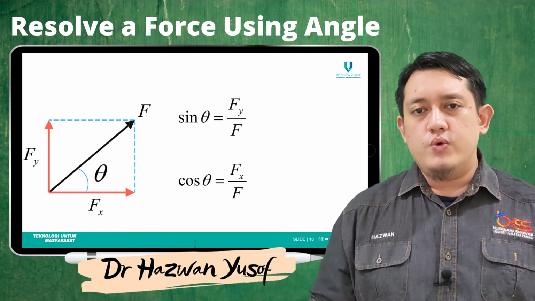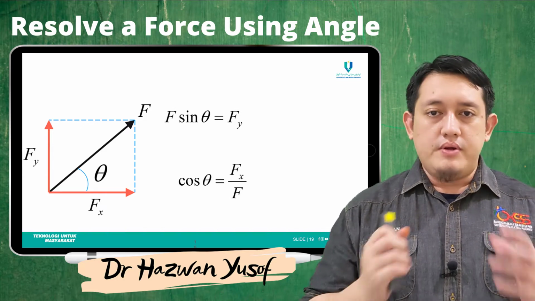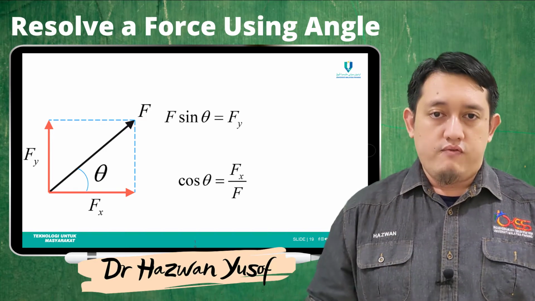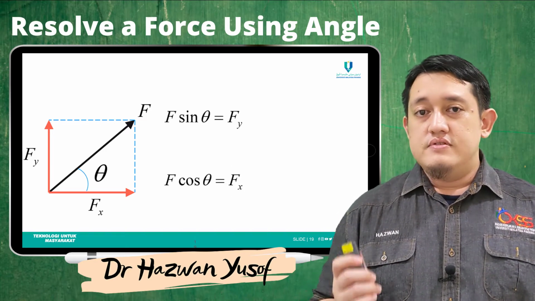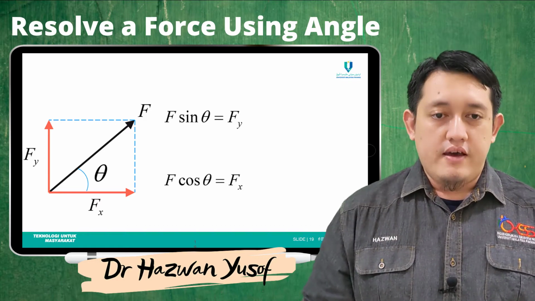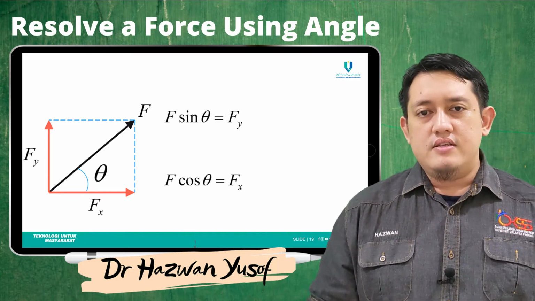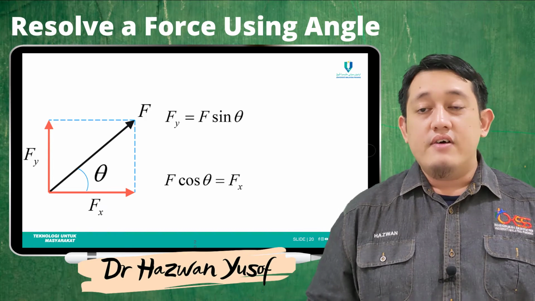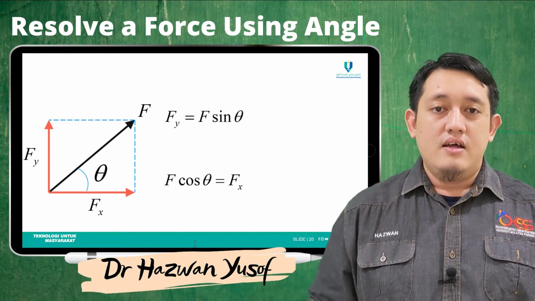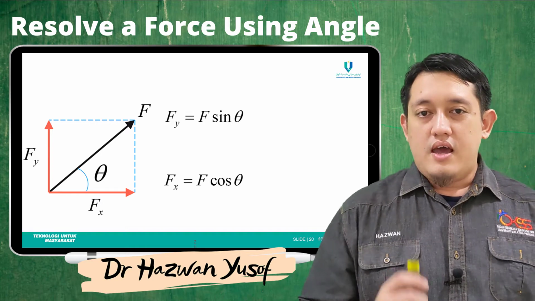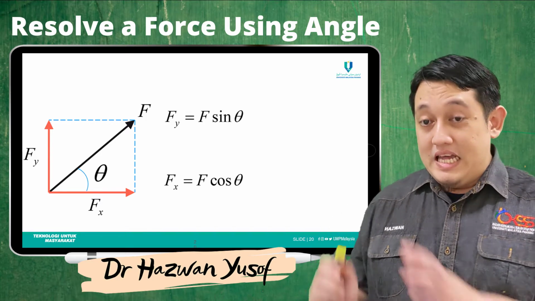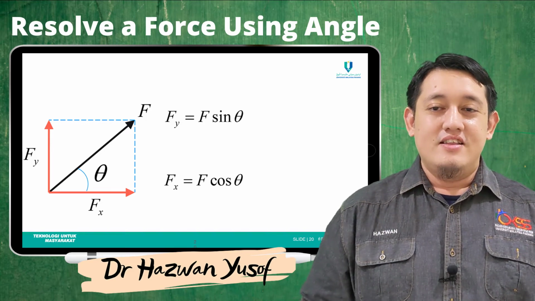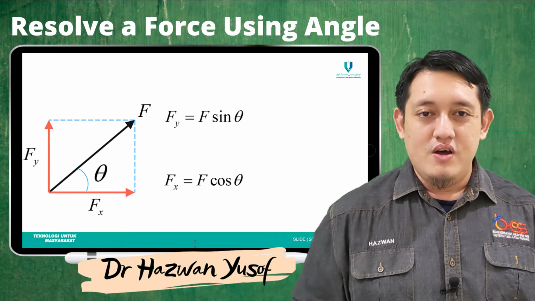Let's rearrange this equation a little bit. We bring the force F to the right side. So we have F sine theta equals Fy, and also F cosine theta equals Fx. Because we want to find the value of Fx and also Fy, we rearrange this again. So we have Fy equals F sine theta, and Fx equals F cosine theta. Now, these two equations will be our main equations to calculate the forces Fx and Fy.